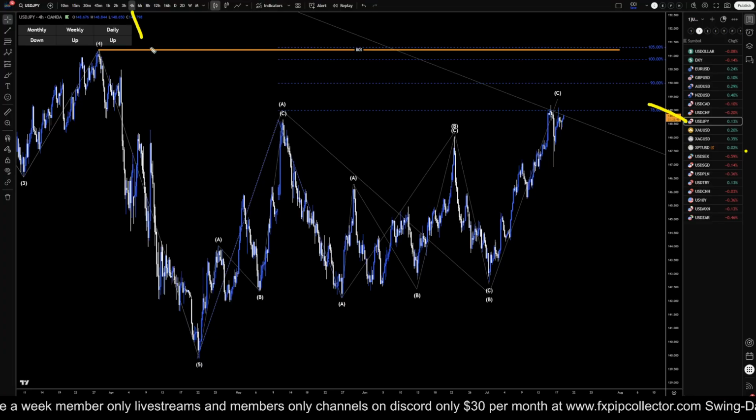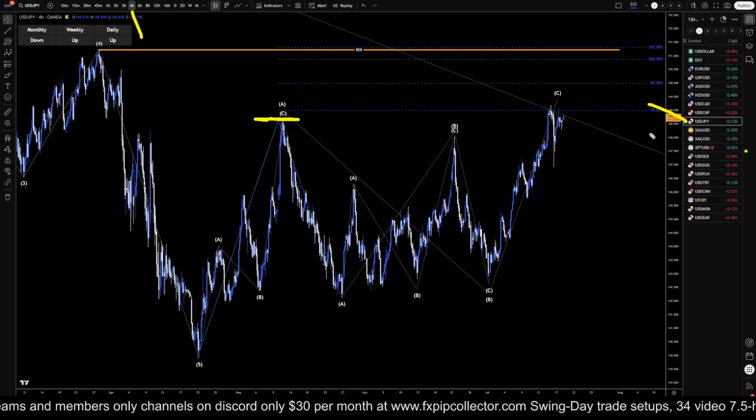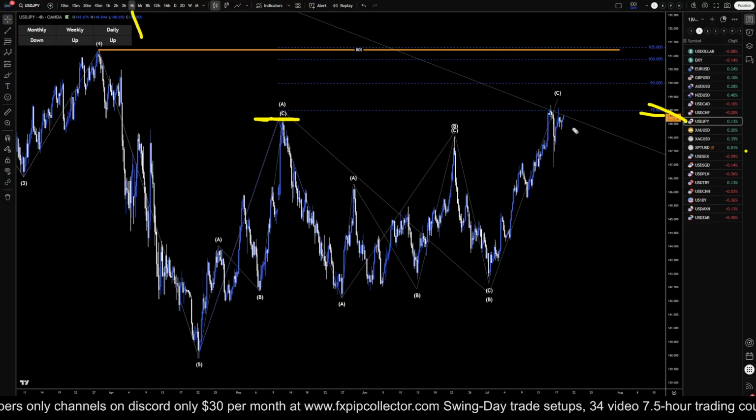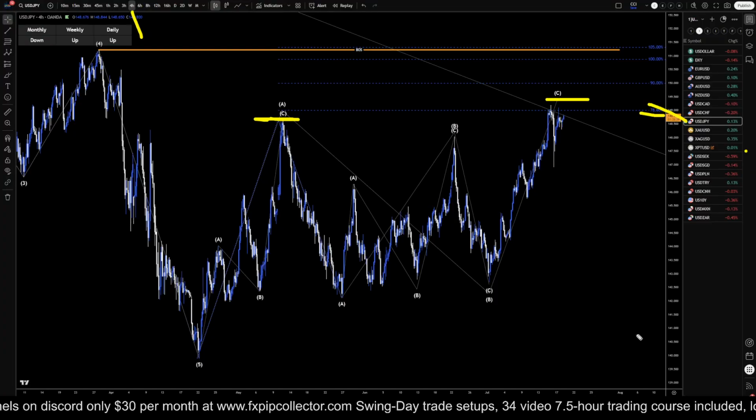We are on the 4-hour time frame to start with. So the US dollar yen did take out the high of wave A. We are at a Fibonacci extension level. This could be the area where wave C ends.